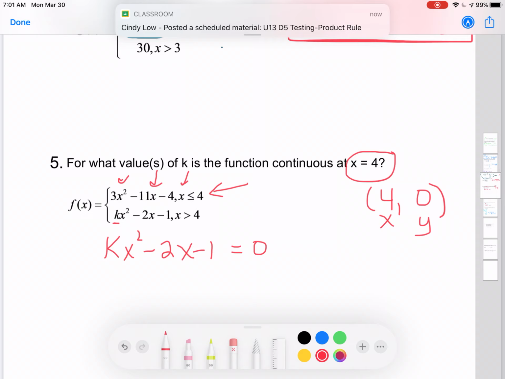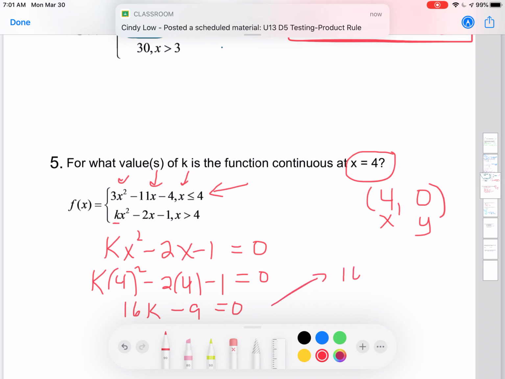But we know what the X value is. The X value is 4. So we'll plug in our 4. We're left with 16k minus 9 equals 0. Add 9 to both sides. Divide.